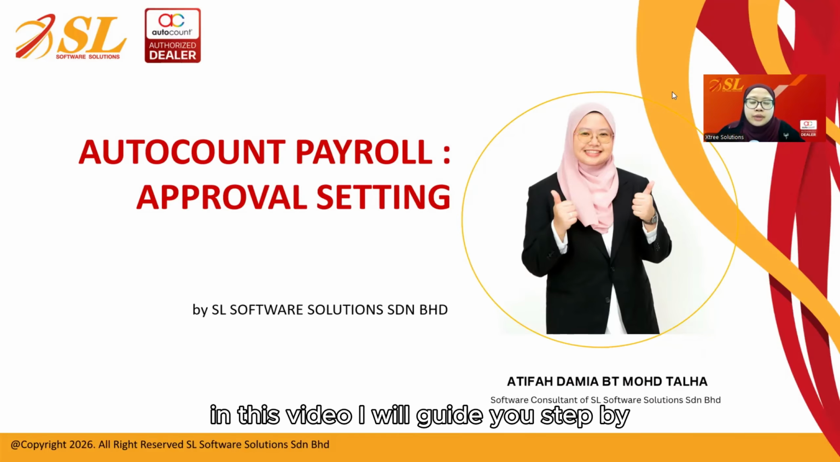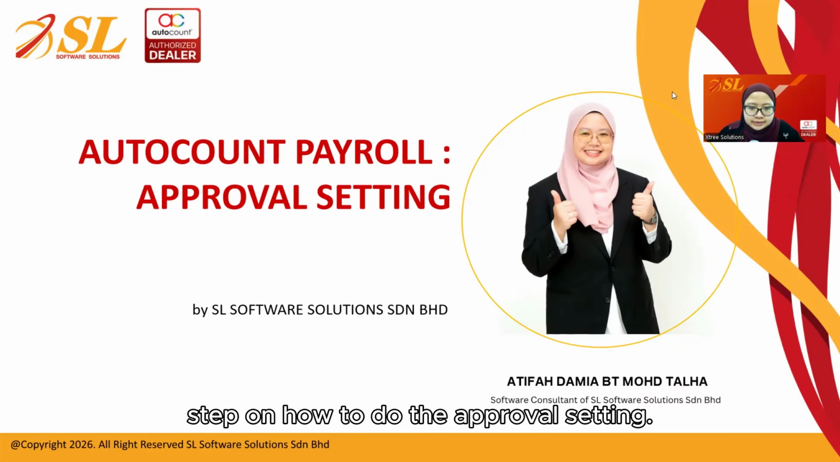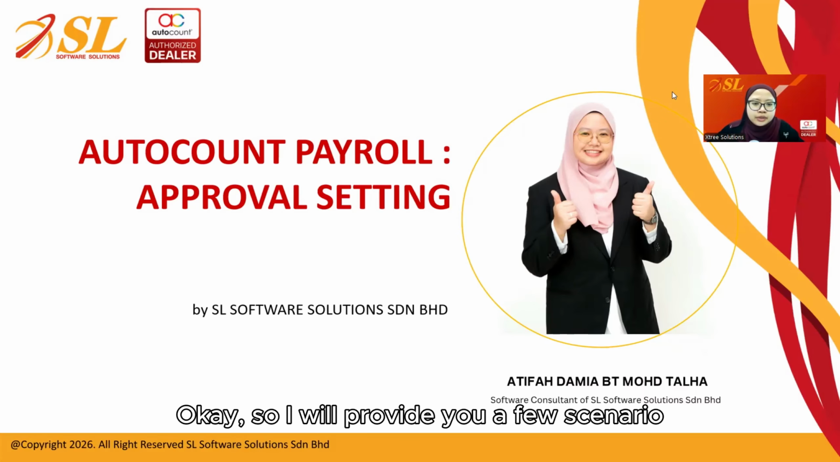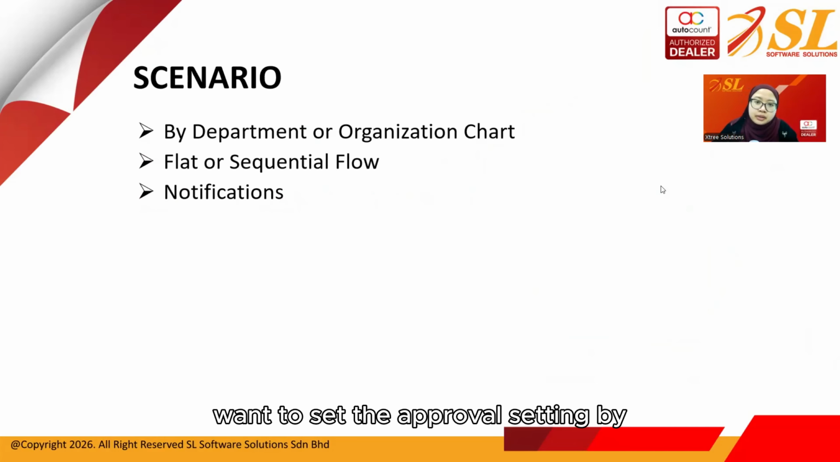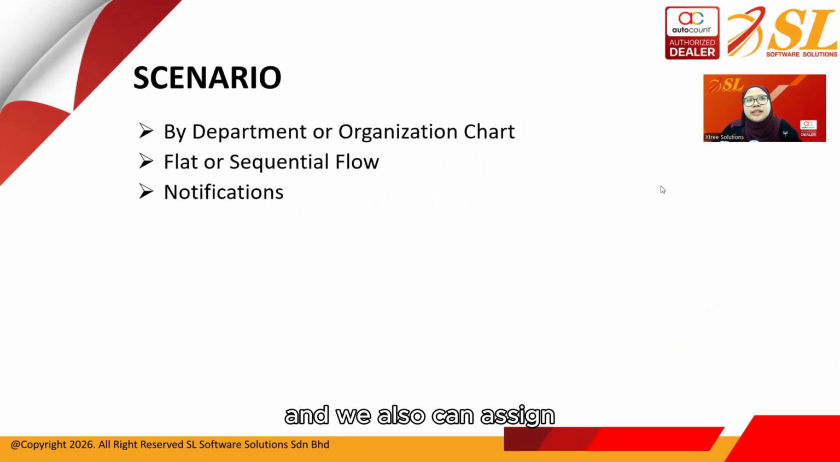So in this video, I will guide you step by step on how to do the approval setting. Okay, so I will provide you a few scenarios. In our system, you can choose either to set the approval setting by department or by organization chart. And we also can assign whether the approval is by flat flow or by sequential flow.